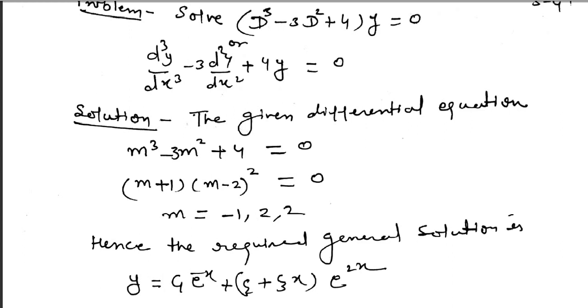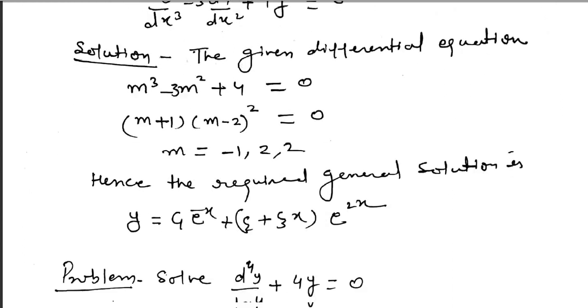So what is the general solution here? Here the general solution is y is equal to c1 e to the power minus x plus c2 plus c3x, e to the power 2x. Okay, this is the required solution for this problem. Now I am going to discuss the next example.